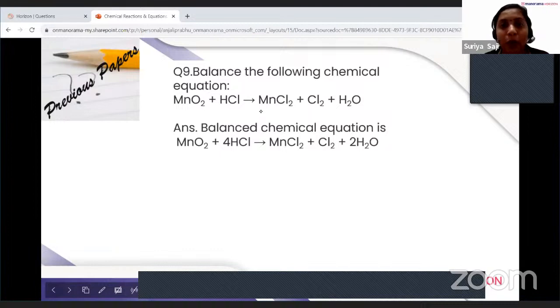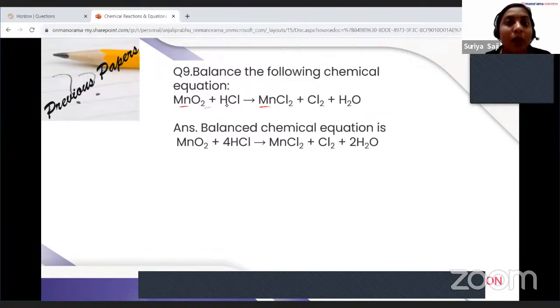Next, balance the following chemical equation. MnO2 plus HCl gives MnCl2 plus Cl2 plus H2O. MnO2, we can check here. Manganese, one manganese on the reactant side and the product side, that is balanced. Then we will check oxygen. Oxygen, 2 are there here, and only 1 is there on the other side. So we will wait for the next uncommon atom.